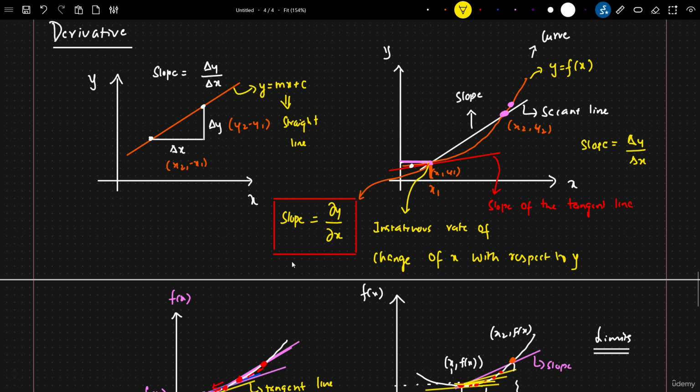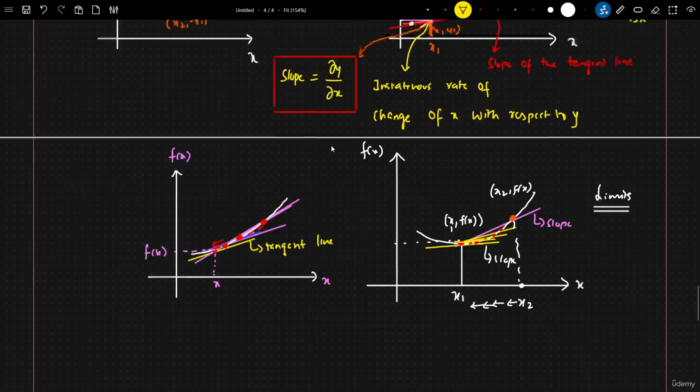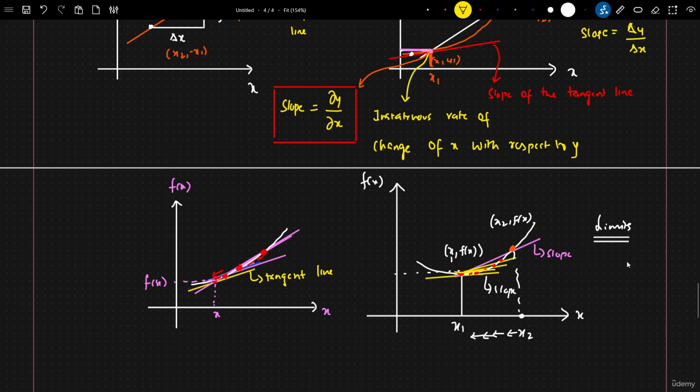For a straight line, the slope calculation is very simple. But if you have a curvy, non-linear line, for every data point there is a change in slope. The instantaneous rate of change is different: for one point it may be less, for another point it may be more. That is what I'm going to cover in the next video, where we will talk more about limits and also work with some equations.